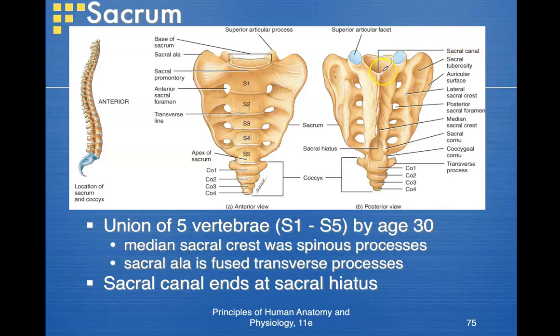And then here, what we call the sacral crest is actually the fusion of the spinous processes. And then the sacral ala, pronounced ala, sacral ala. Oh, there it is. Sacral ala is just the fused transverse processes. So this used to be a transverse process. And again, this is fused now with this and this. So we call it the sacral ala.